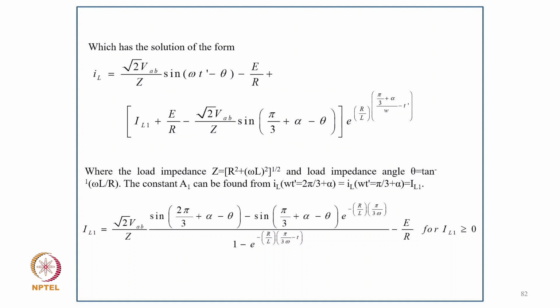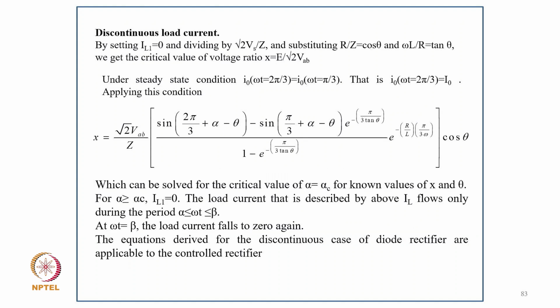IL at omega t dash equal to pi by 3 plus alpha equals IL1, and IL1 is root 2 VAB upon Z multiplied by sin 2 pi by 3 plus alpha minus theta minus sin pi by 3 plus alpha minus theta e to power minus R upon L into pi by 3 omega, divided by 1 minus e to power minus R upon L into pi upon 3 omega, minus E upon R, for IL1 greater than 0.